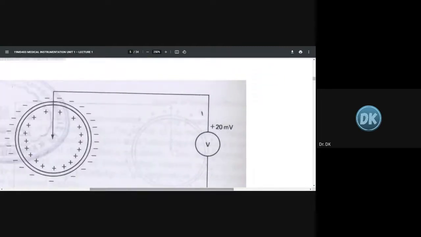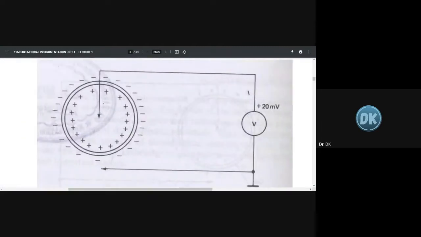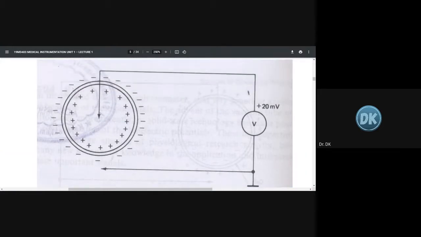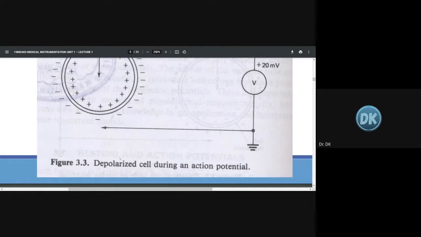When you measure that, the cell will have more positive sodium ions inside and the potassium ions are outside. So this will cause a positive action potential. The range is around 20 millivolts to 30 millivolts. So this is the depolarization. This process of having positive ions inside the cell is called depolarization.